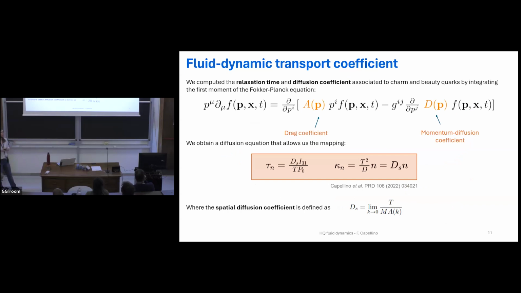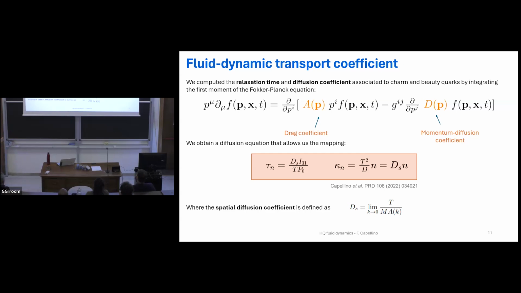In this case, we exploit the fact that the heavy quarks are heavy to use the Fokker-Planck approximation of the Boltzmann equation. This approximation is valid in the limit in which the momentum transfer between the heavy quark and the other constituents is small. Then the collision integral, the right-hand side of this equation, can be written like a Taylor expansion, and all the interaction is encoded in the drag coefficient A and the momentum diffusion coefficient D. If we integrate the zeroth moment of this equation, we get the conservation law for the heavy quark current.